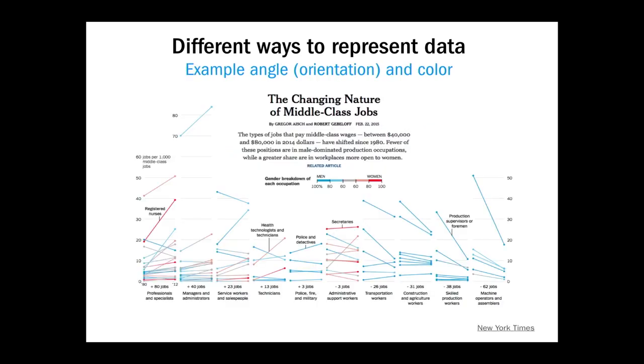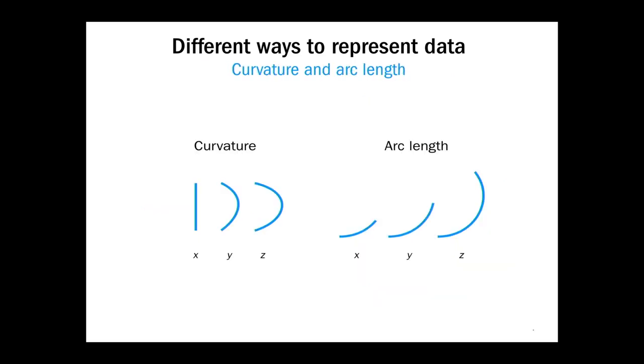But here's an example from the New York Times that uses color and angle to tell a very rich story about how salaries have changed over a 30-year period and whether they're held by men or women. Registered nurses' jobs have really gone up over that 30-year period, and they're held predominantly by women, whereas construction foreman jobs have really gone down in that 30-year period, and they're predominantly held by men. So a very rich story using angle and color as an encoding. You can use things like curvature or arc length.